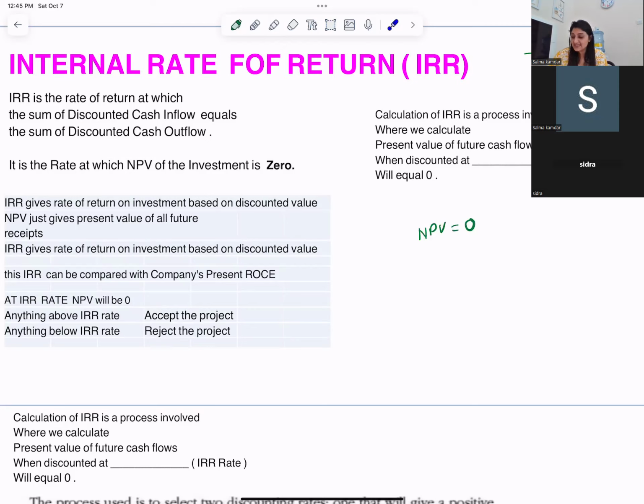If a project is giving you more than your IRR, okay? At IRR, your NPV is zero. When NPV is negative, do you accept the project? No, you do not. When NPV is zero, you will look at other options. At IRR, what happens? NPV is zero.